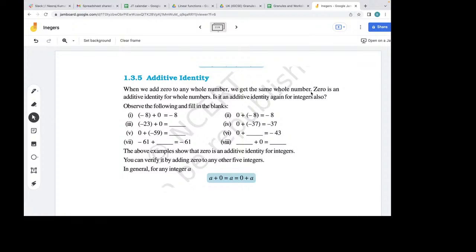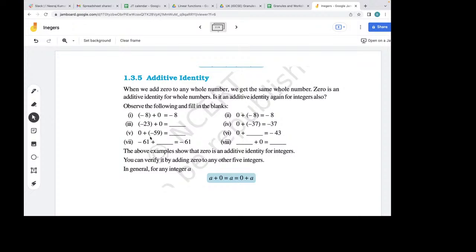For whole numbers, what is their additive identity? It is 0. Is it an additive identity for integers also? Okay, let's figure that out. Observe the following and fill in the blanks. So first one is minus 8 plus 0 is equal to minus 8. Yes, if we add 0 to minus 8, we get minus 8. If we add 0 to minus 23, we will get minus 23 only. It doesn't change our number.